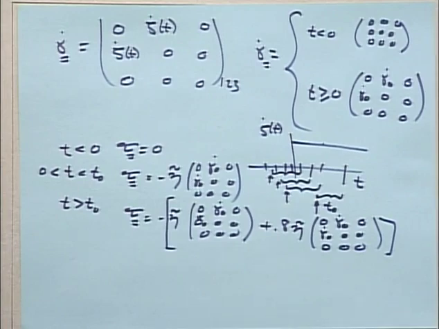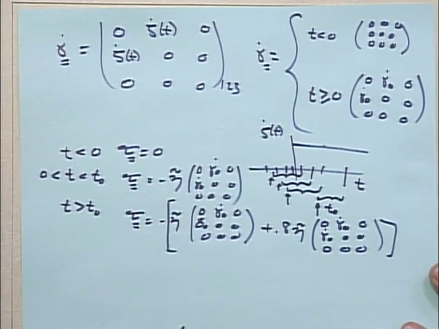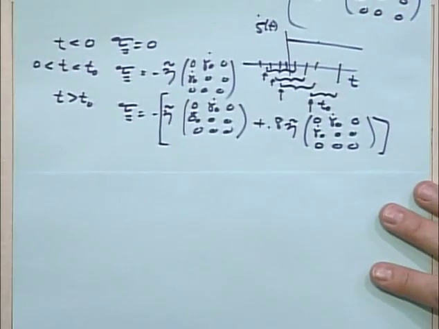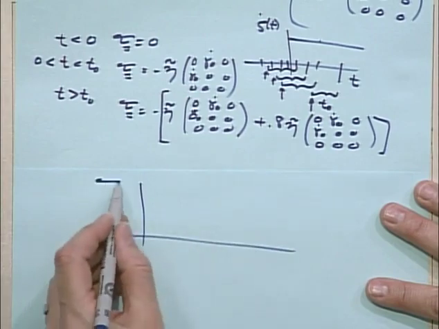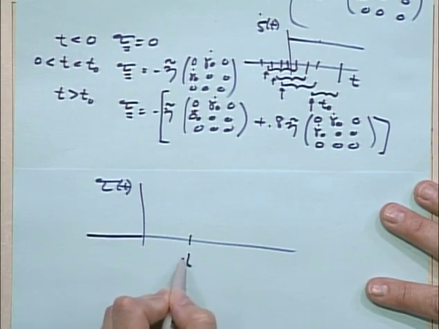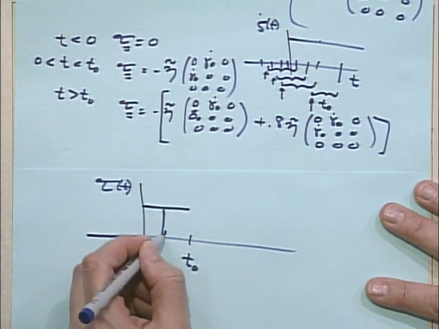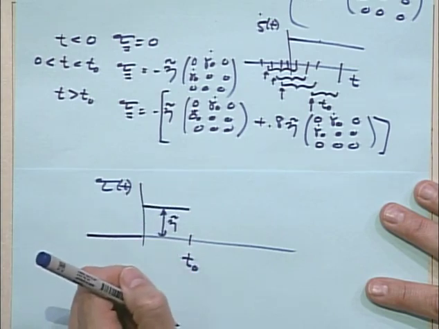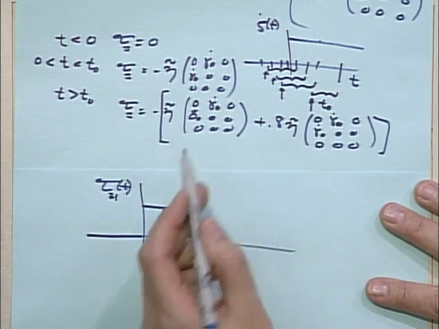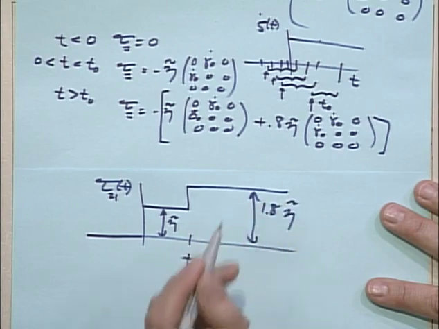So because of this second term, first term business, we have a kind of a different function. If I sketch stress as a function of time, when t is less than 0, it's 0. If I make this t naught, when t is between 0 and t naught, I get something that jumps up to the level 1 times eta tilde. This is tau 2, 1. When I pass t naught, there are these two terms, and it jumps up to 1.8 times eta tilde.